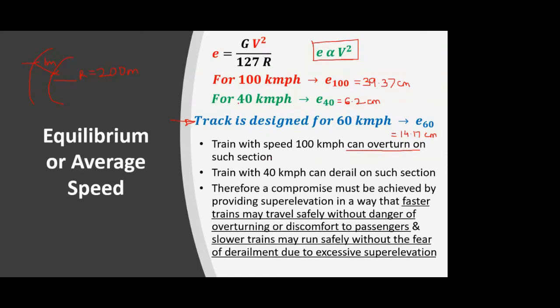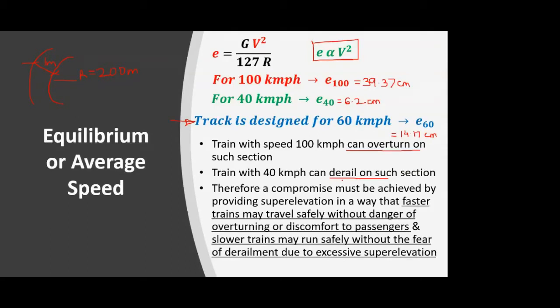Similarly, if a train of 40 kmph is passing on this section, on which we have provided a super elevation of 14.17 centimeter, the actually required super elevation is less. That means the tilt that is required for this train to pass smoothly is less, but you are providing more tilt, more super elevation, that is, you are tilting the rails to a greater extent. So in that case, your train which is moving with less speed can derail on that section.